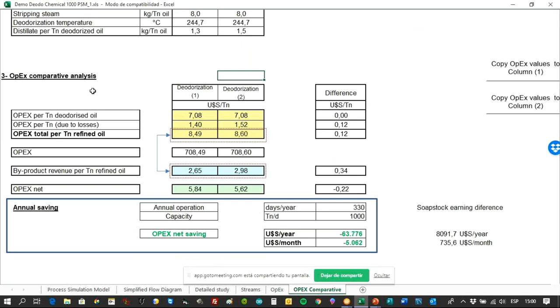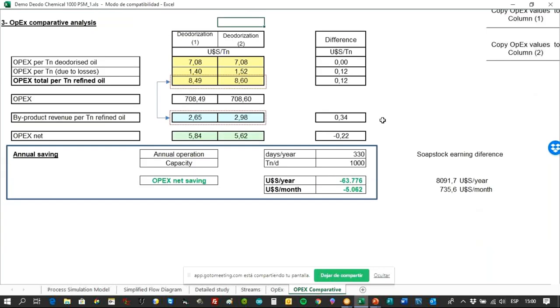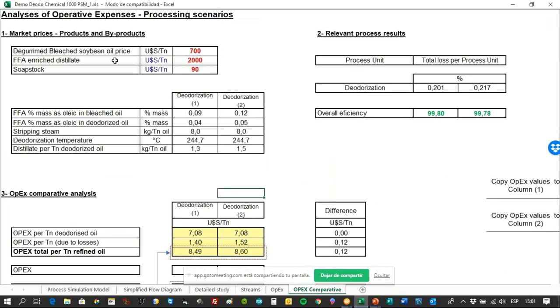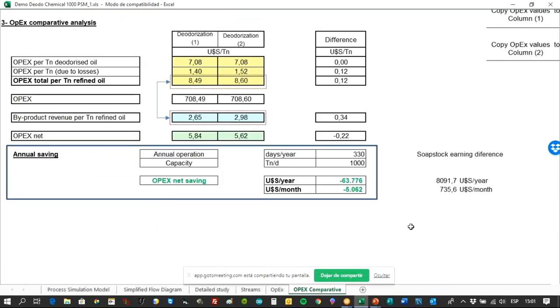Now, the thing is that this extra oil loss means that we can sell much more distillate. And if we include in this economic equation the income from distillate sale, which is now higher in amount, we have an increase, or let us say cost saving, of about $0.34 per ton of oil processed. Okay? In this case, considering a market price for the distillate of $2,000 per ton, which is, I think, quite conservative. So globally, this gives us about $0.22 per ton of oil of saving, and about $5,000 per month of saving.